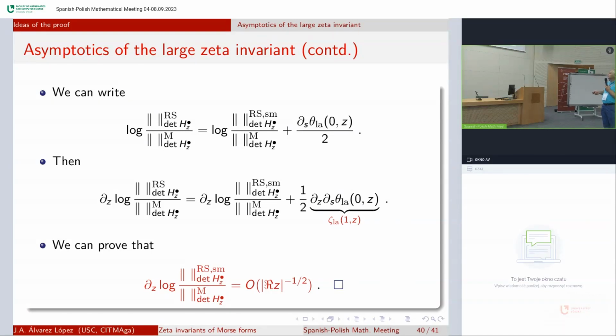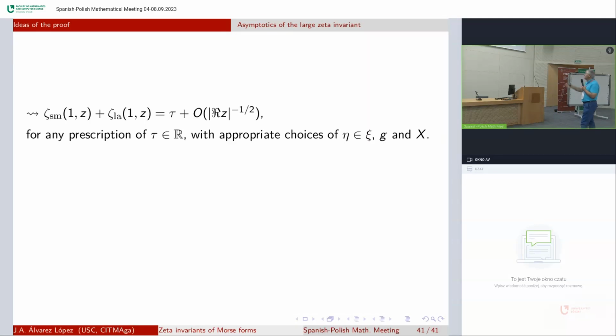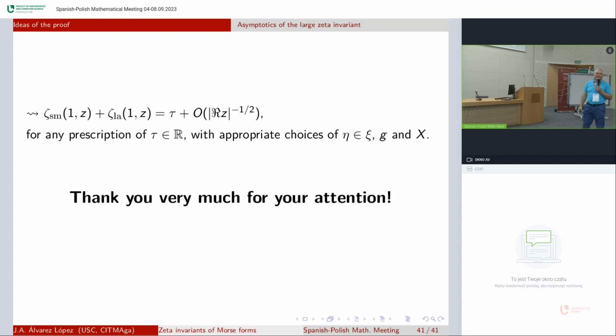Okay, so now it's almost everything done because now we sum the two asymptotic expressions, and we can choose the other choices we have made so that we can get any given tau, any prescription for the limit, with appropriate choices. So this finishes the proof of the theorem, and thank you very much for your attention.